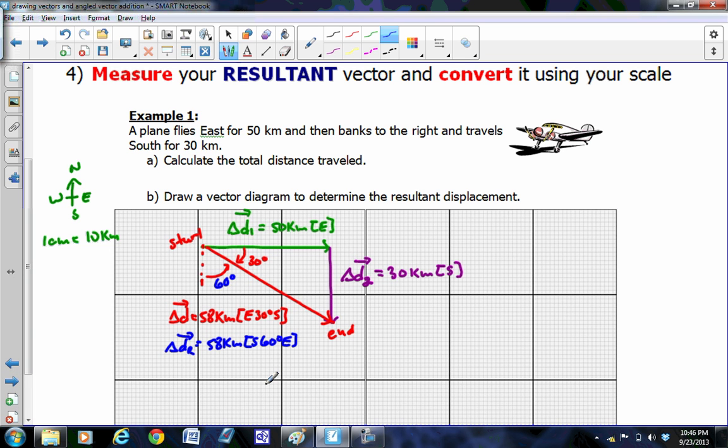Okay? So again, the steps we did: I drew a little scale diagram, the first vector, second vector, connected it from the beginning to the end, measured the length, measured the angle. I wrote down the correct answer here. Okay? So fairly straightforward steps.